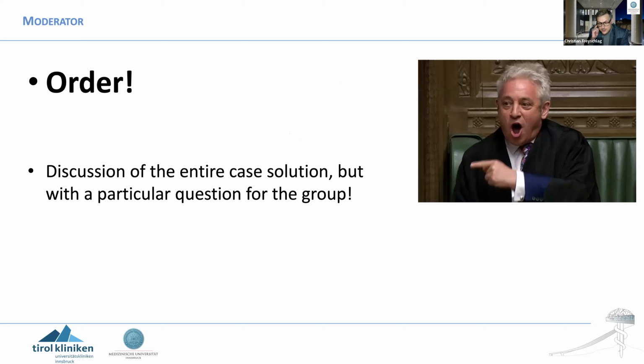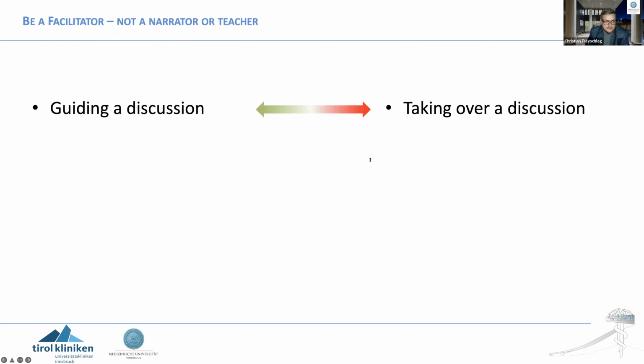The moderator's job is fairly easy. He or she has to keep order in the room. First of all, the discussion on the tables in the larger groups, or discussion generally, should cover the entire case solution, so all the steps, but with a particular question for each and every group. So there should not be 8 groups answering the same question 8 times, because you will be done by the second group. But most importantly, order.